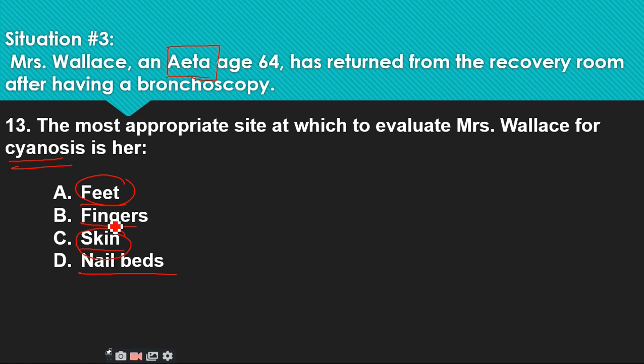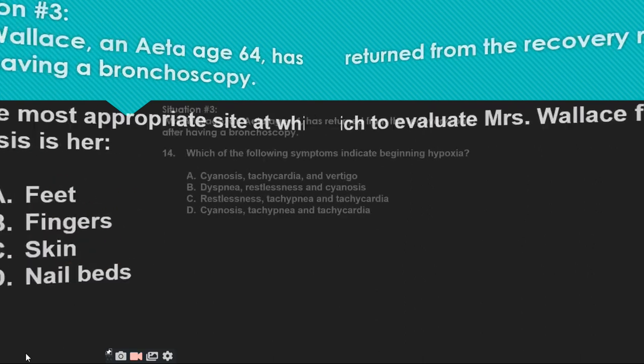And the best site for us to assess cyanosis for patients who have a dark complexion is basically the mucosal area and also the nail bed. So the best answer for number 13 is letter D. Let's proceed now to the next question.